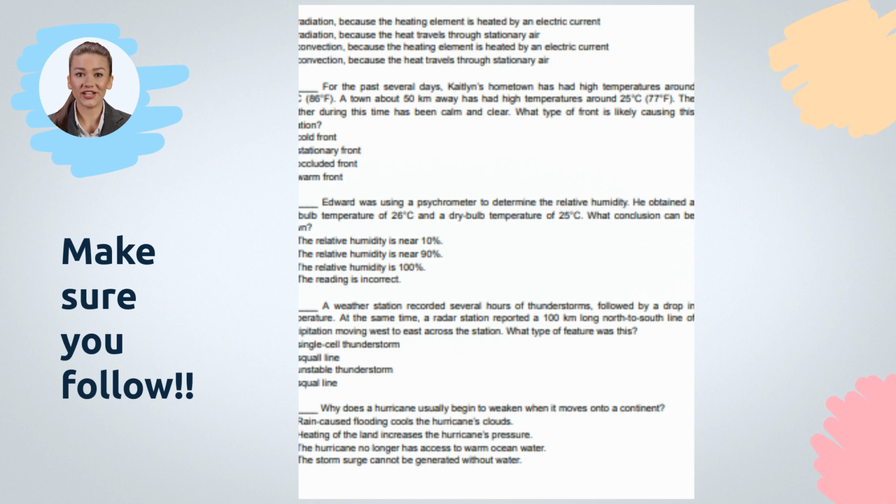Why does a hurricane usually begin to weaken when it moves onto a continent? A. Rain-caused flooding cools the hurricane's clouds. B. Heating of the land increases the hurricane's pressure. C. The hurricane no longer has access to warm ocean water. D. The storm surge cannot be generated without water.